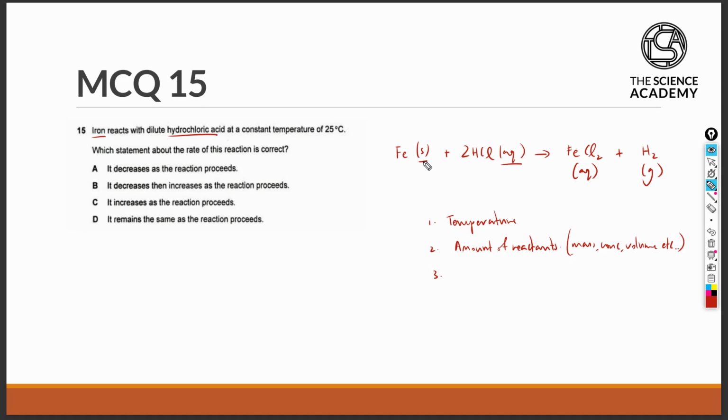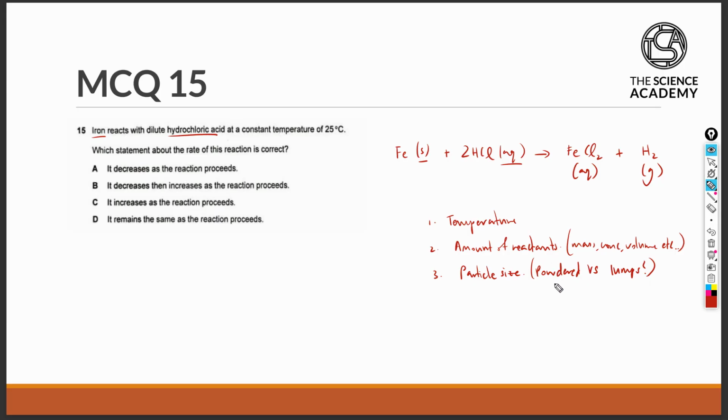In a reaction involving a solid, the particle size can also affect the rate or the speed of the reaction, in which powdered solid particles can allow for a faster reaction, because there is more surface area and a higher chance of being in contact or colliding with the second reactant. Lastly, the presence of a catalyst can also help to increase the rate of the reaction by lowering the activation energy barrier.